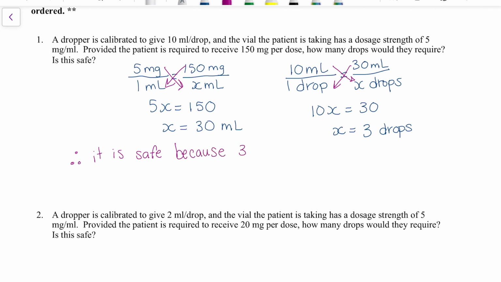Therefore, it is safe because 3 drops gives them exactly what the doctor ordered.